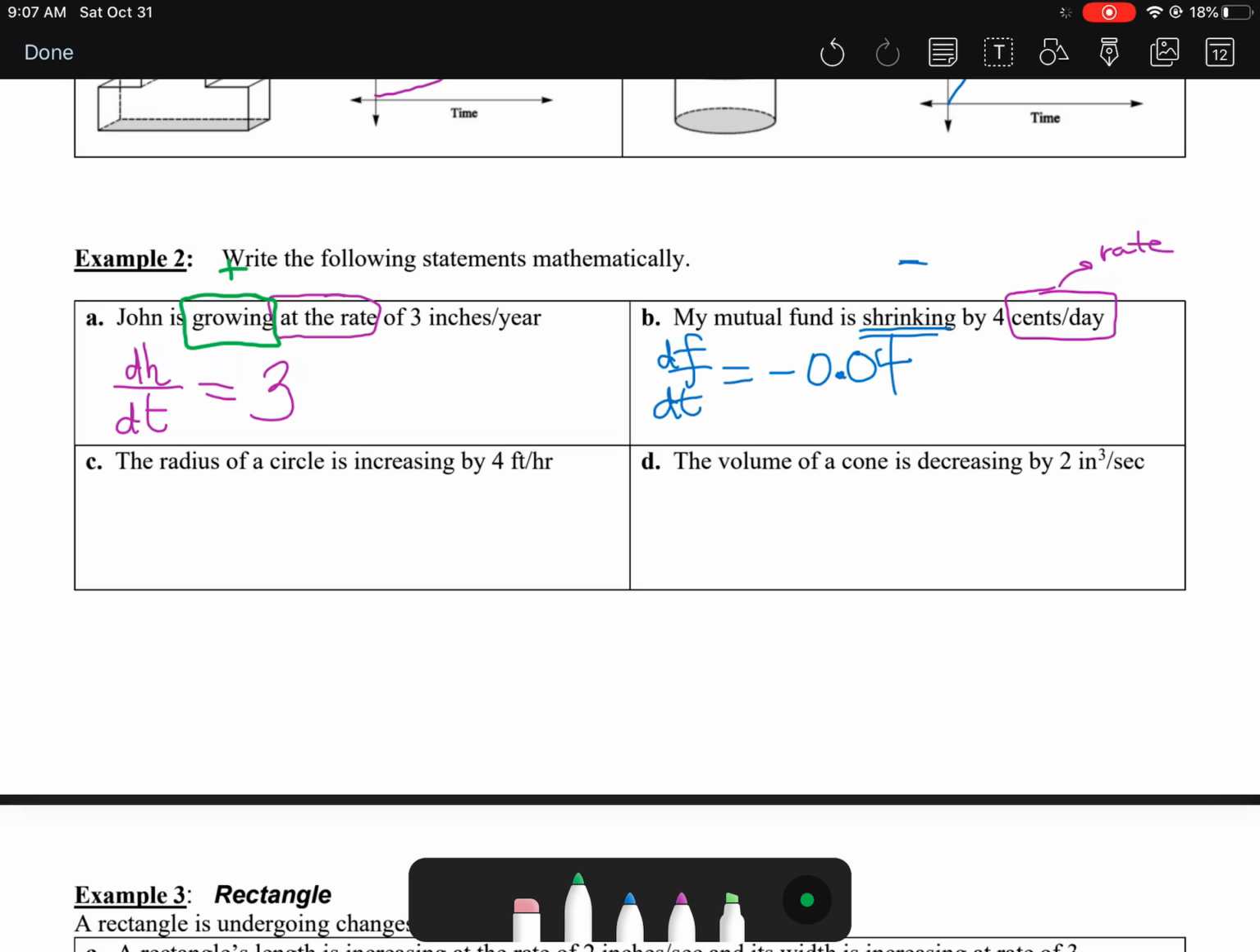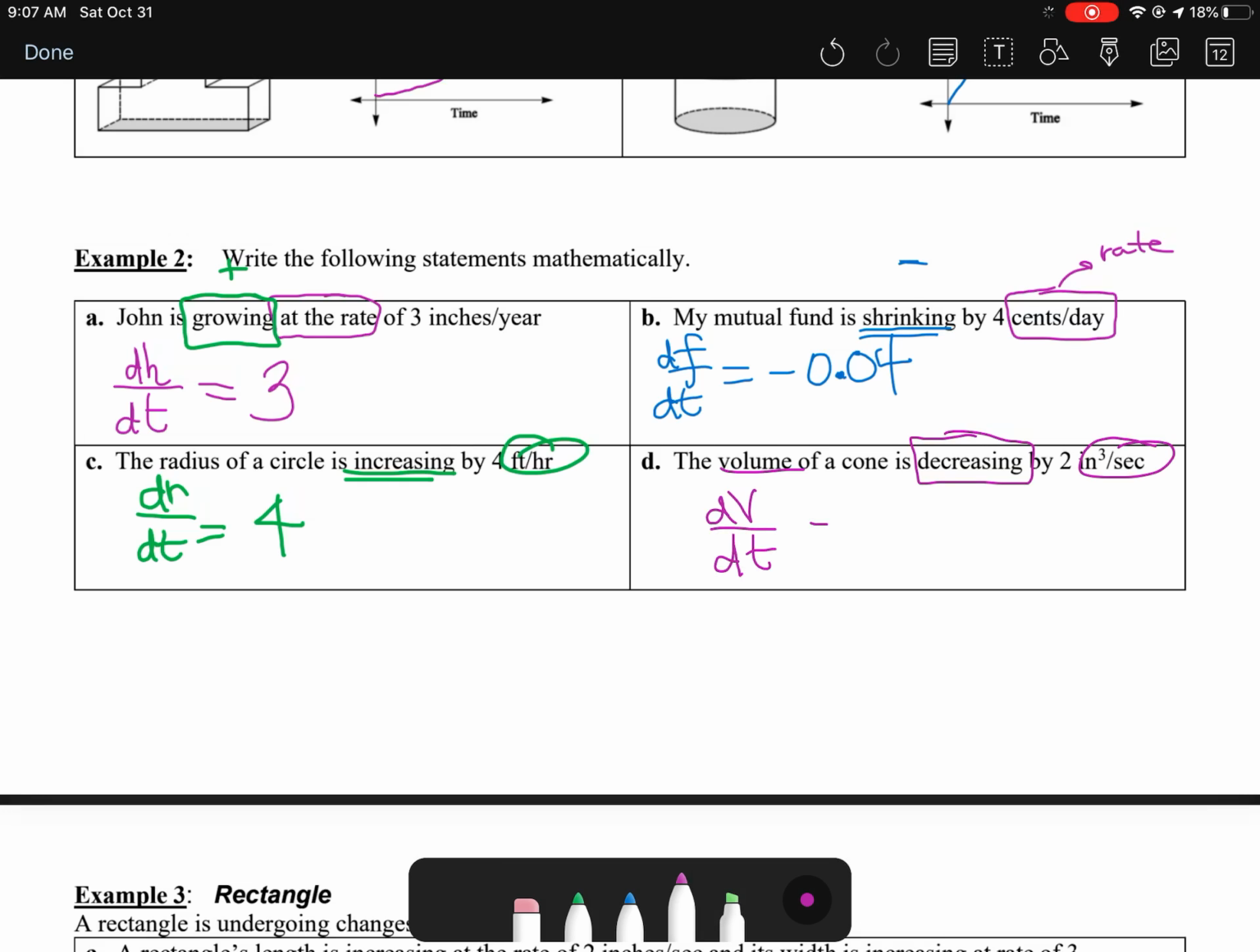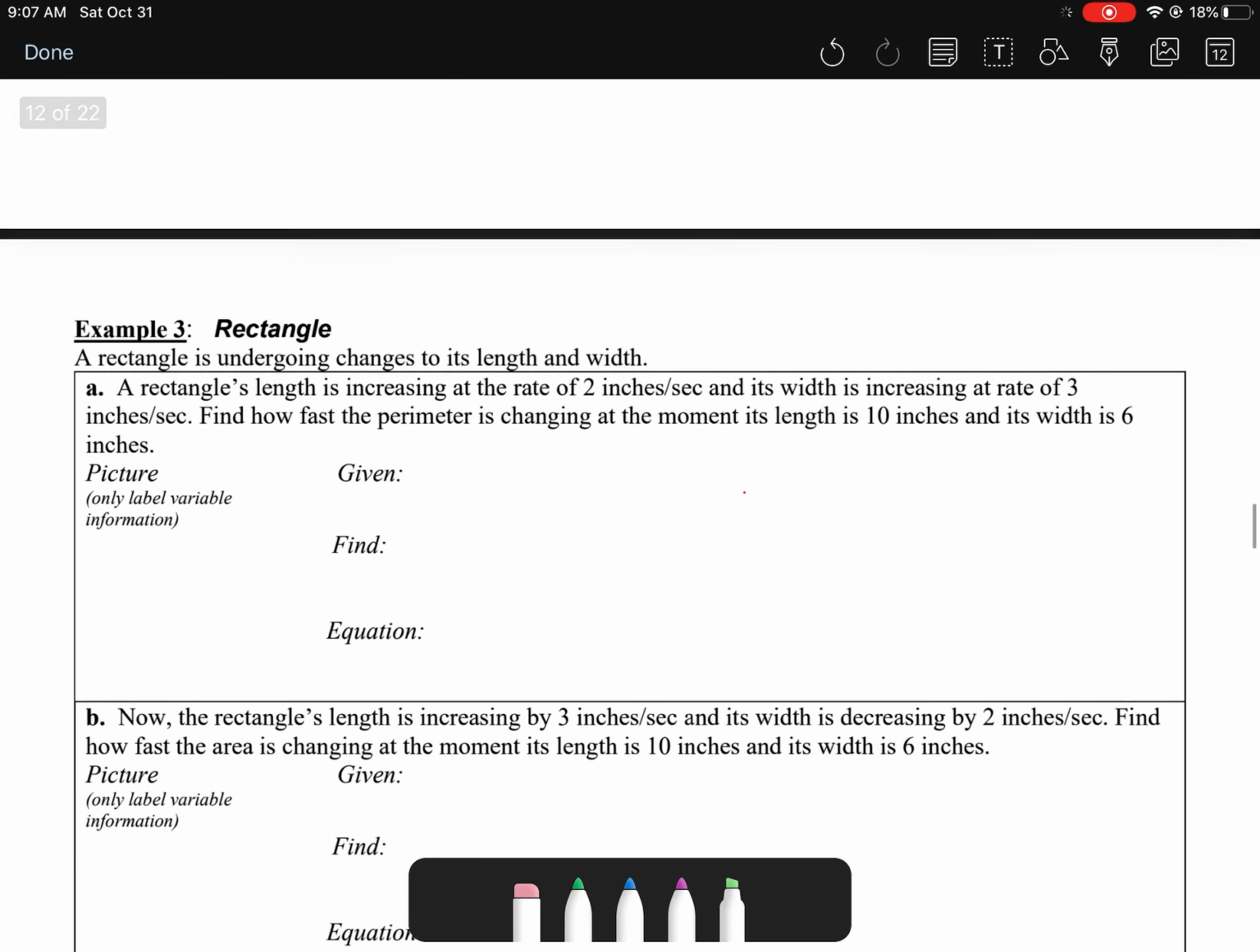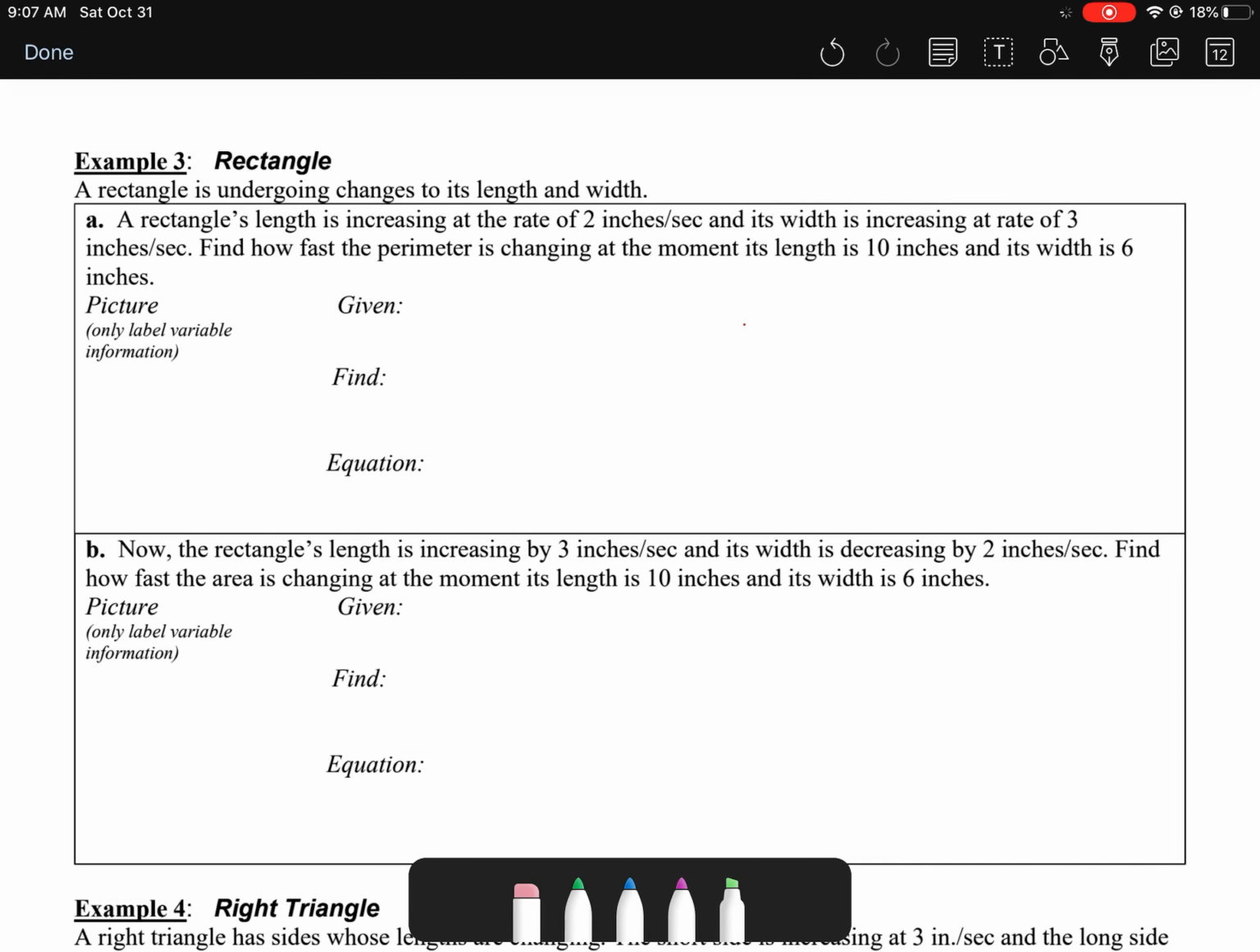Welcome back. The radius of a circle is increasing by 4 feet per hour. So let's just say dr/dt is equal to 4. For this one, we have the volume of a cone is decreasing by 2 inches cubed per second. So let's say dV/dt, and it's decreasing, so it's negative, so we get -2. Okay, now we can start some examples.